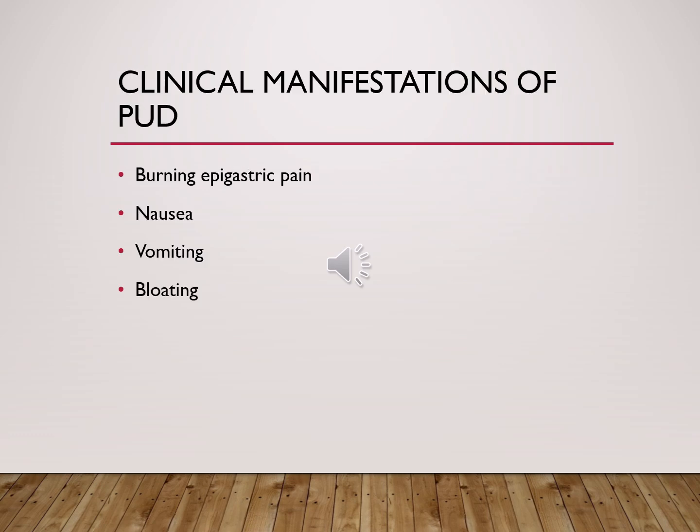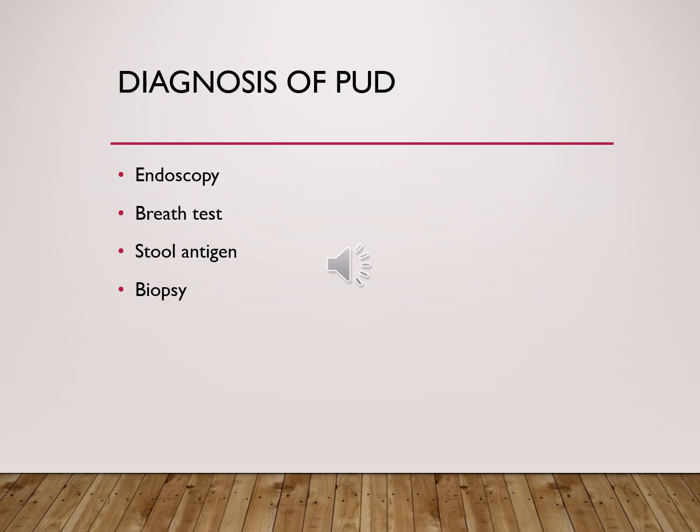Clinical manifestations of peptic ulcer disease: burning epigastric pain, nausea, vomiting, bloating. This is the clinical manifestation of peptic ulcer disease. Diagnosis of peptic ulcer disease is endoscopy, breath test, stool antigen, biopsy. This is the diagnosis of peptic ulcer disease.